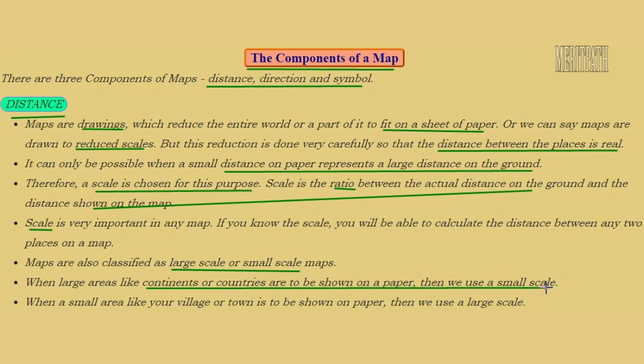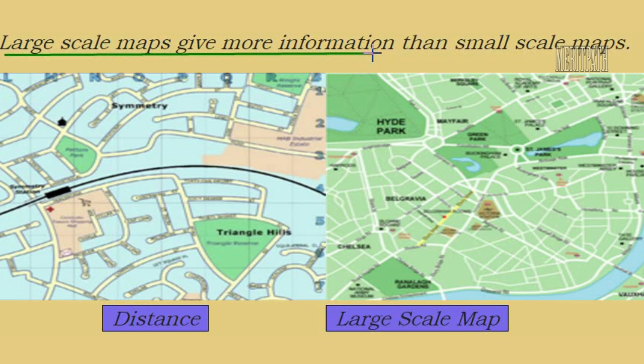So if countries or continents are to be represented on a map, then it is known as the small scale map. Then if suppose a village or town needs to be shown on the paper, then we use a large scale map. For a small scale map, continents and countries are represented, and for a large scale map, villages or towns are represented. So always the large scale maps give us more information than the small scale maps, right?